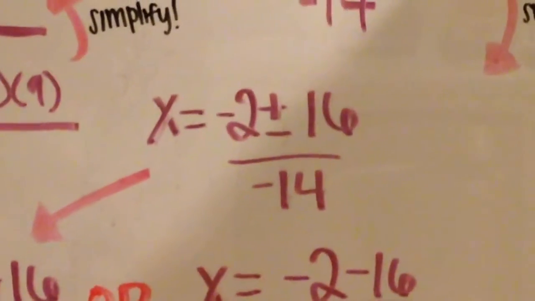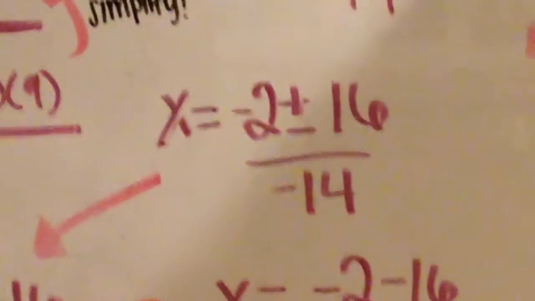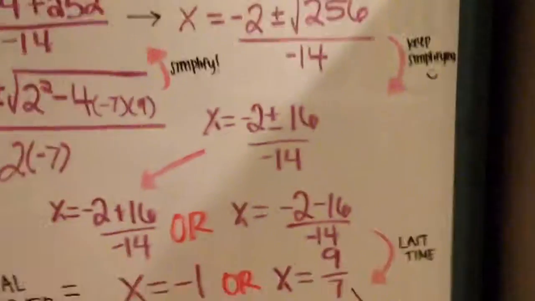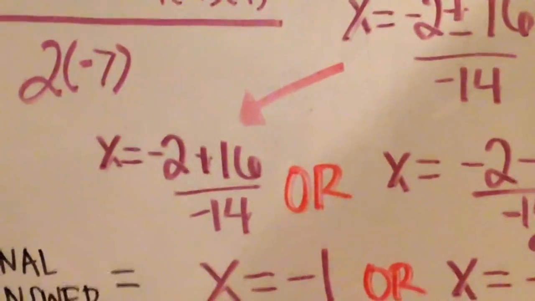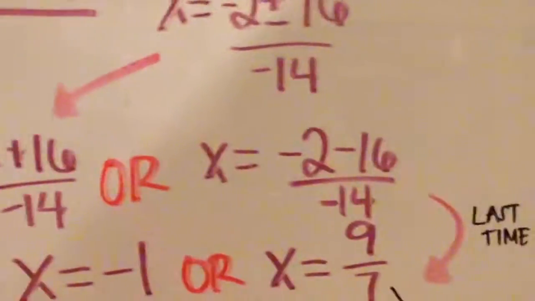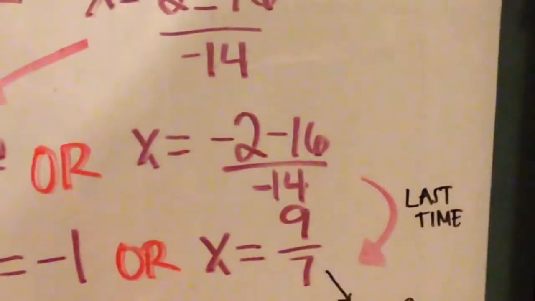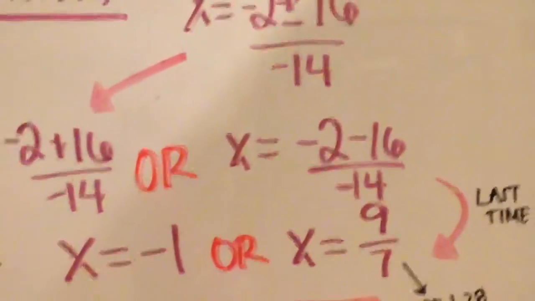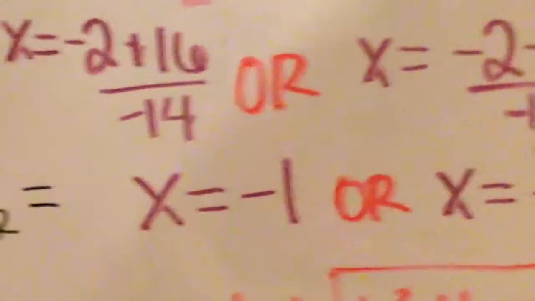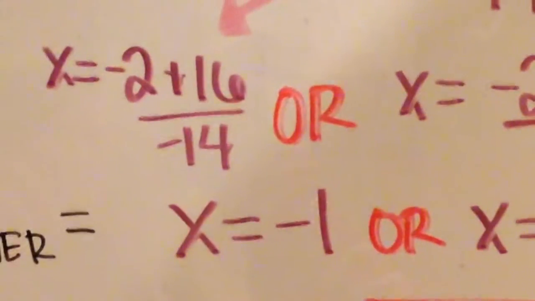And since there are two symbols, a plus and a minus, there would be two possible answers. One would be x equals negative 2 plus 16 over negative 14, or x equals negative 2 minus 16 over negative 14. But you can simplify both of these answers again.